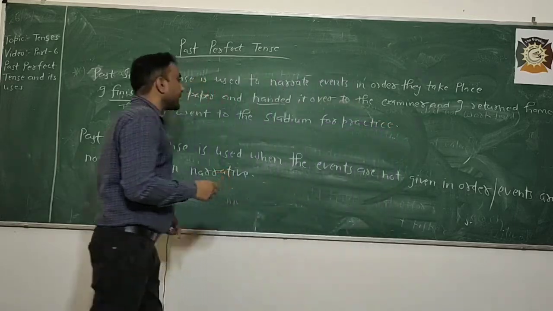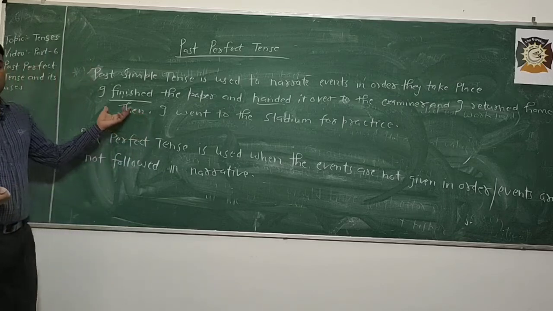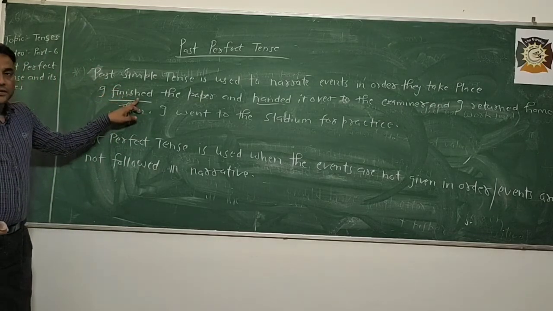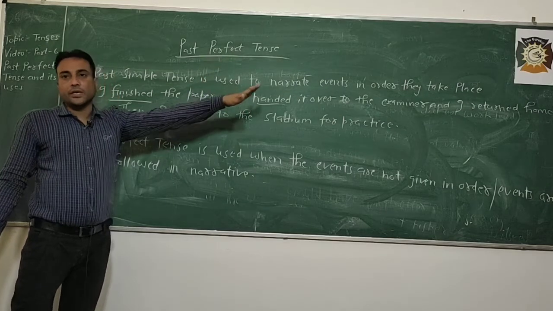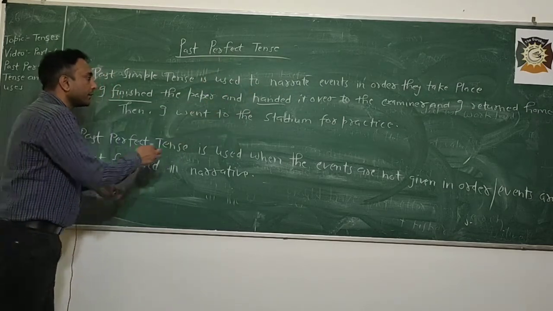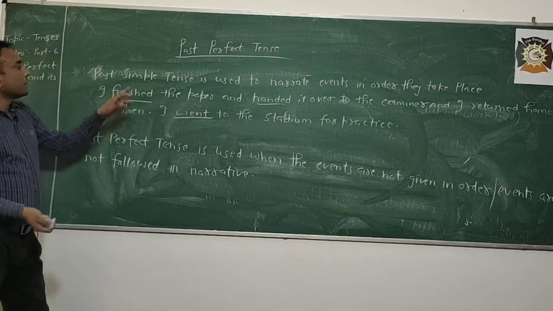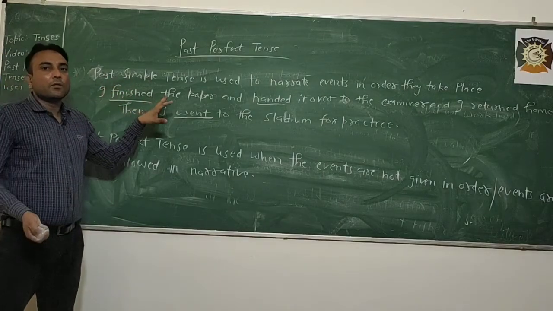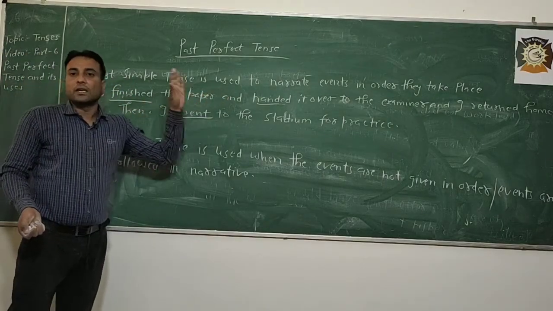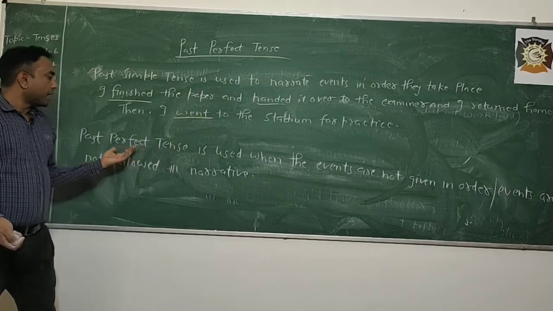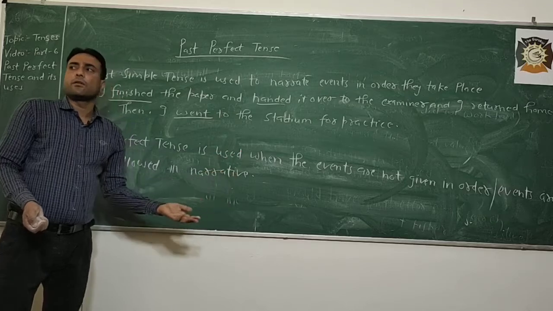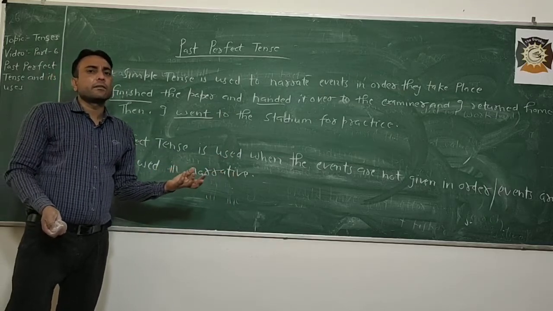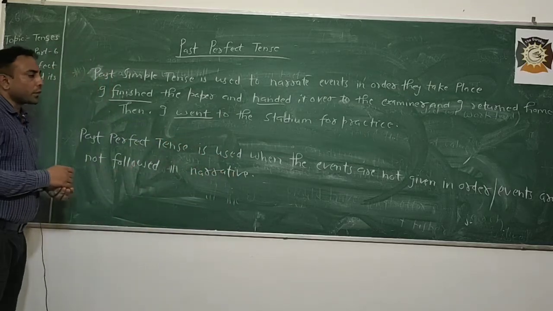Listen, all the events are given in an order. First of all, you have finished your exam, and after that you have handed it over to the examiner. You returned home. After that you went to the practice, second form of the verb. So past simple tense is used for the events in the order they are given, but past perfect tense is used for the events which are not given in order and the narrative is not followed properly.